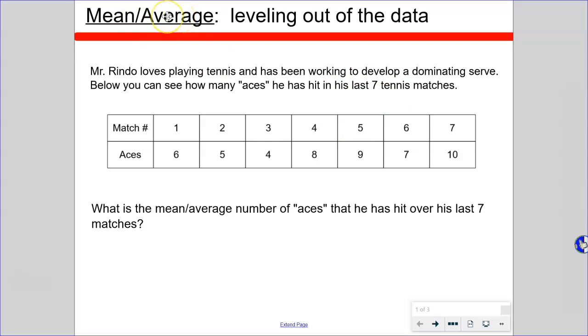This week's review with Rindo is having you guys find the mean or average of a set of data. What I want to quickly do is go through just one problem with you. You guys should have talked about how to find the mean or average of data before. That's why this would be called a review.